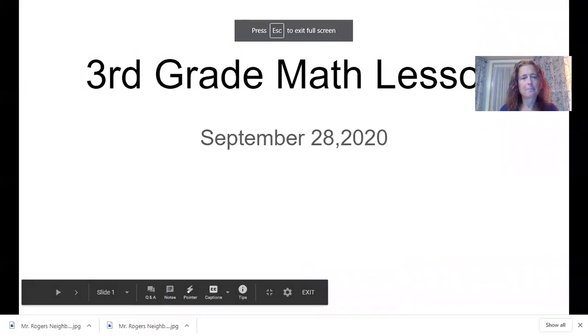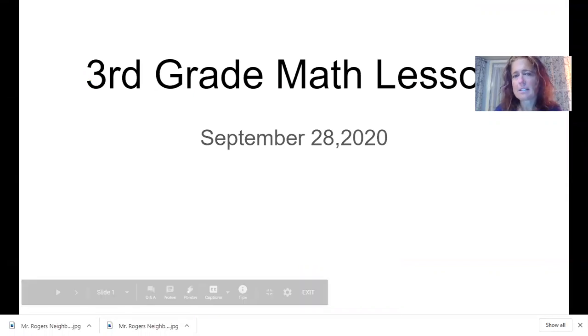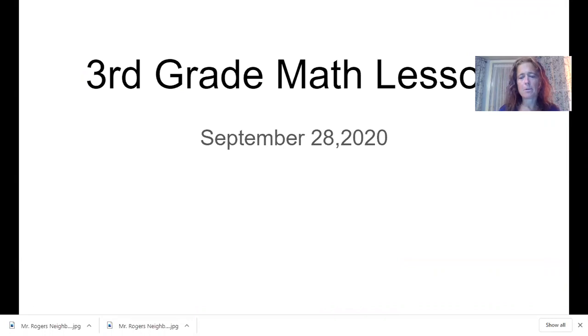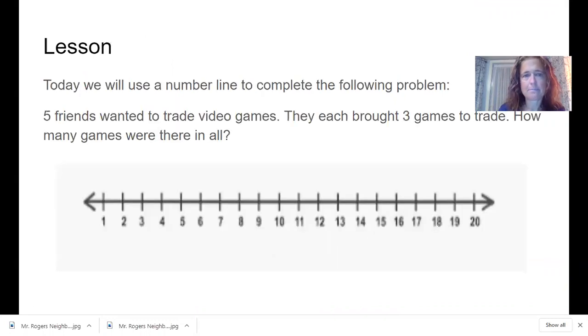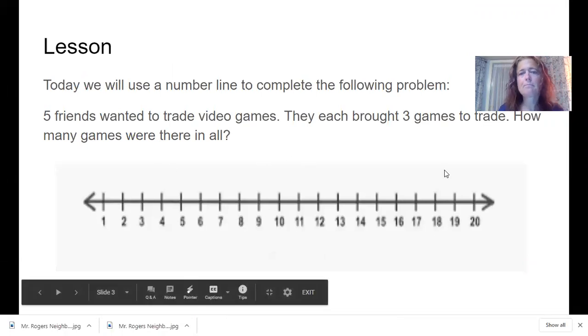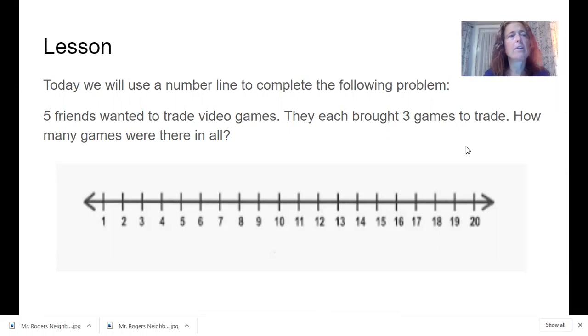All right. So, like I said, this is our third grade math lesson for today, and today is September the 28th. Our learning target for today is that the student will practice using the number line to answer multiplication problems. So we have been working on the number line. This is more of a review and practice. All right, so here's our number line. And this is our problem that we're using the number line to solve.